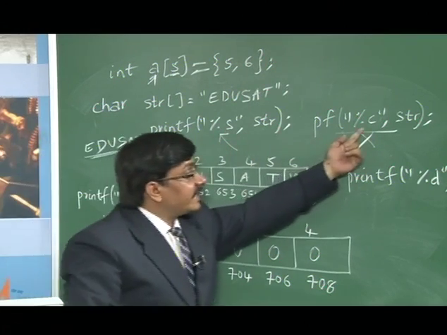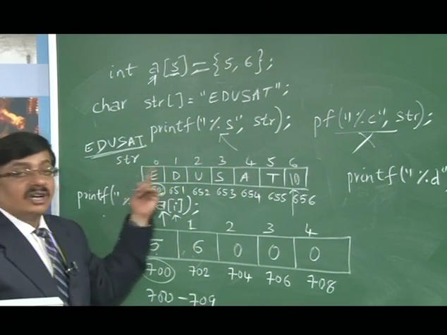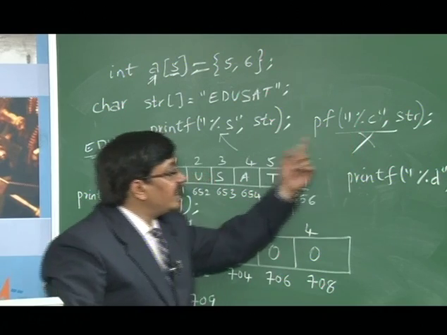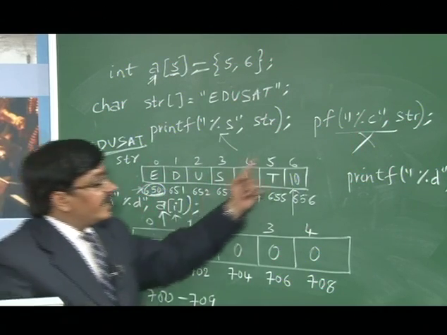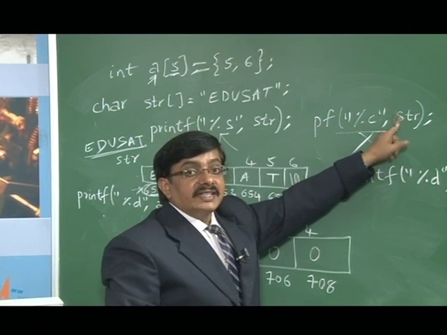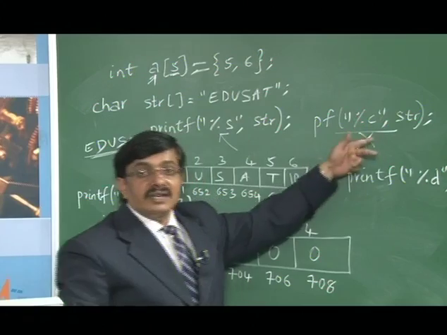If I am using %c with the array name, this will not work at all. Here %c corresponds to printing only one character, and when I am using %c, I should not give str. I have to give str of 0, str of 1 and all such things.